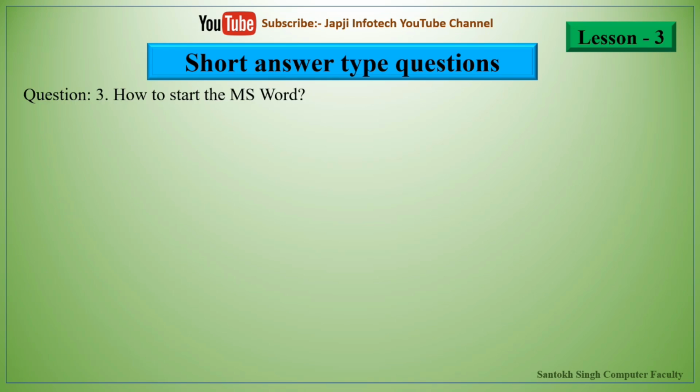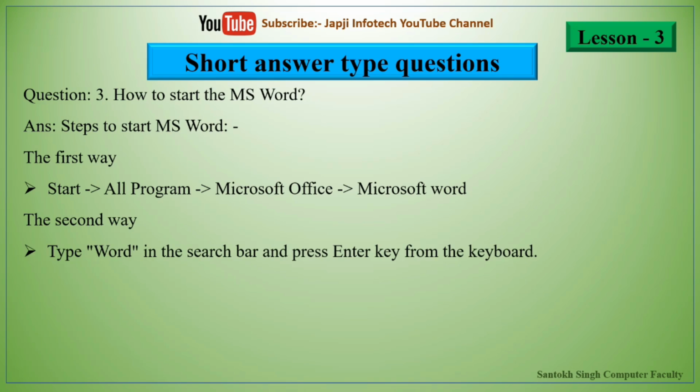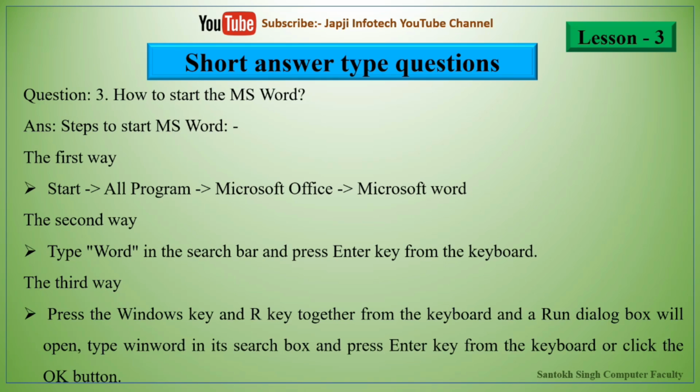So the third question is, how to start MS Word? The steps to start MS Word are: the first way is go to Start, then click on All Programs, then move to Microsoft Office. Under Microsoft Office, select the Microsoft Word option. The second way is type Word in the search bar and press the Enter key from the keyboard. And the third way is press the Windows key and R key together from the keyboard and a Run dialog box will open. Type winword in its search box and press the Enter key from the keyboard or click the OK button.